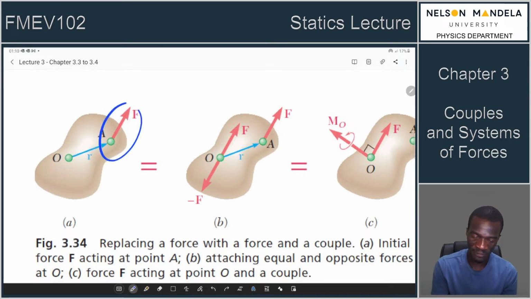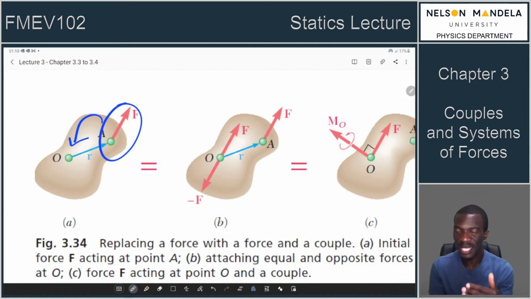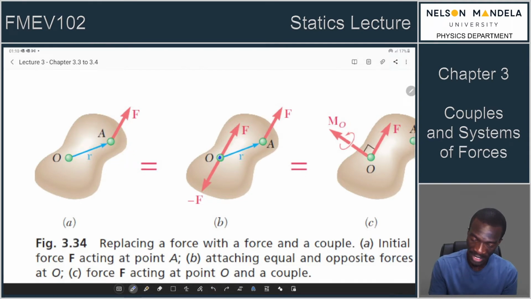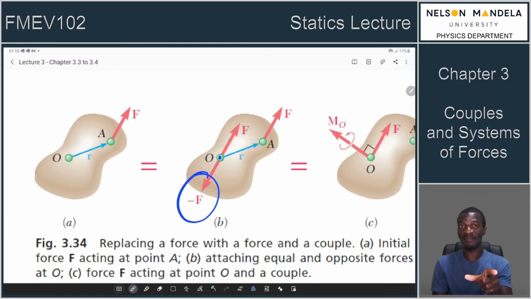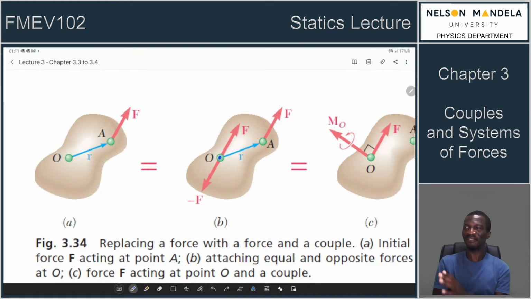So instead of following the principle of transmissibility and moving that force along its line of action, sliding it, we deliberately move it to another point. So we've moved it from point A to point O. This is our initial force, right? But because we moved a force to a point where there was no force, we need to counteract that action. So we then put at the same point, collinear, another force, which is minus F, so that in the end it appears as if we've not done anything.